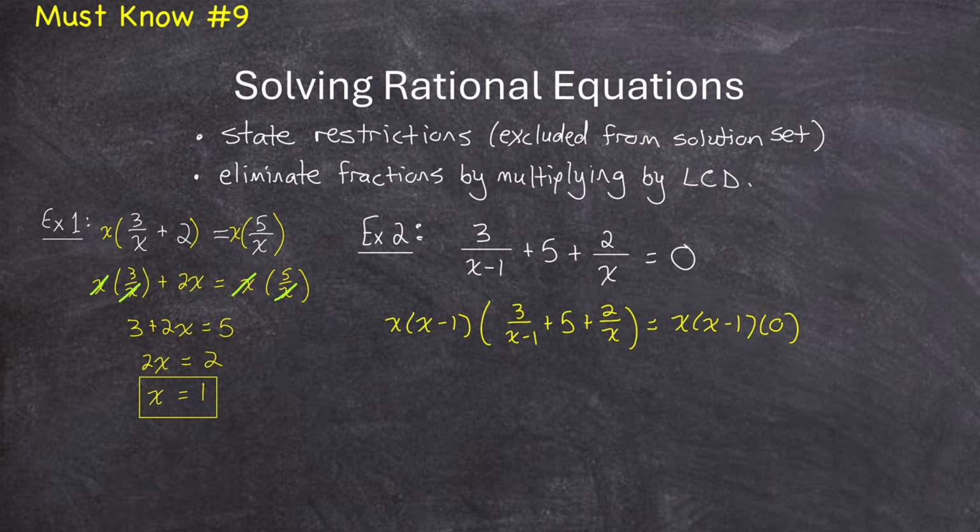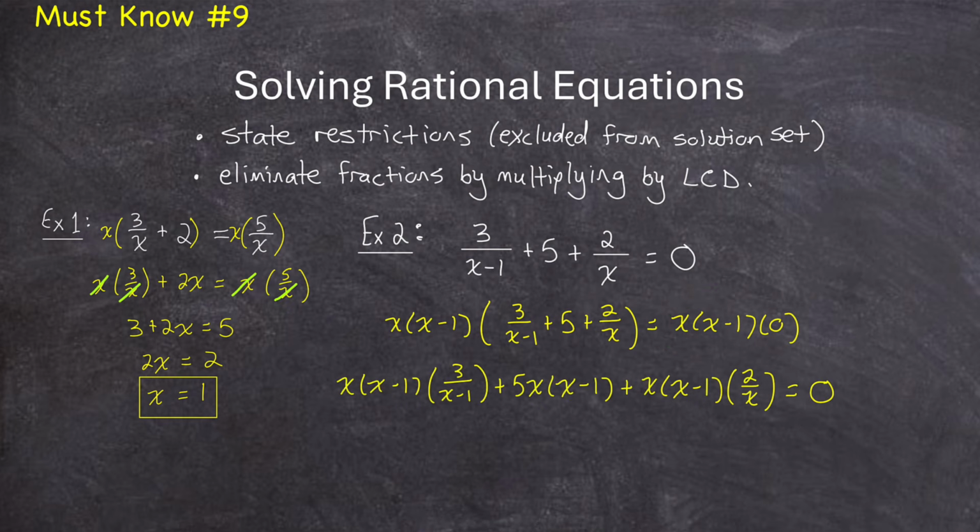And on the left, I'll distribute that product to all three terms that are on the left side of the equation. And on the right, the product of those three factors will just be 0. And now all the fractions should simplify nicely. Looking at the first term, I can cancel these factors of x minus 1. And the third term, I can cancel these factors of x, so there are no more fractions left.